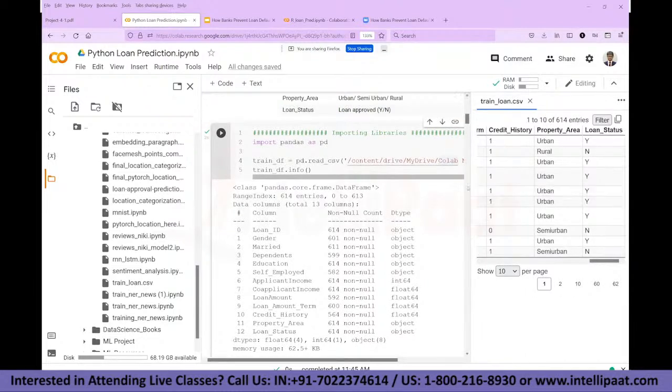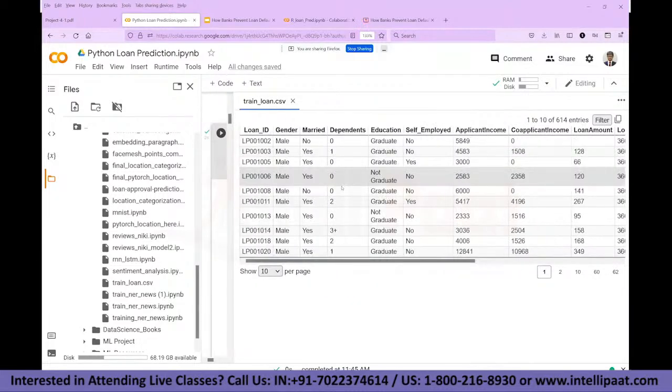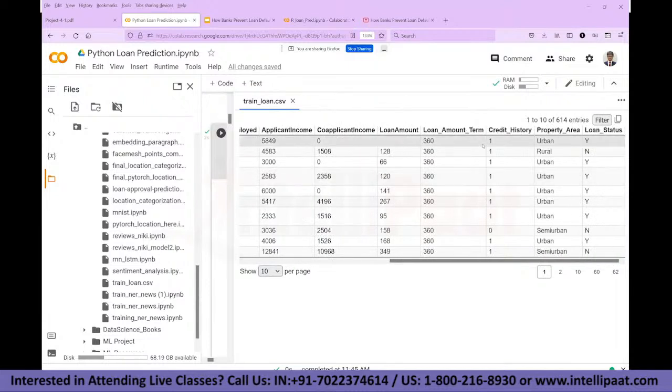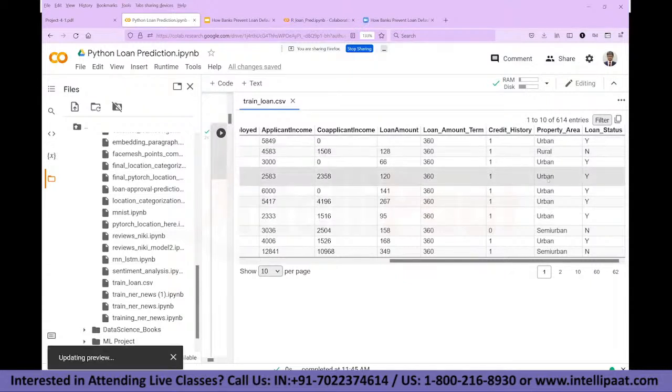What is the data? Let's look a bit at the data side. All of this data is loan ID, gender, married or not, dependents, education, self-employed, applicant's income, co-applicant's income, loan amount term, 360 days, 180 days, and such. Credit history is there or not, property area, semi-urban, rural, and such. And then loan status: yes, I should provide the loan, no, we should not provide the loan to this person, and such, right?